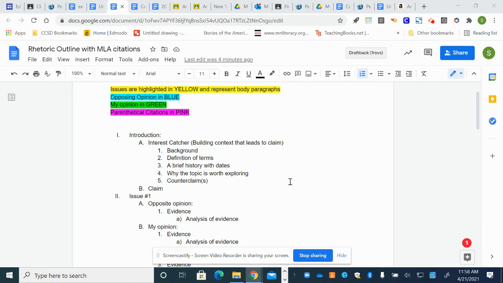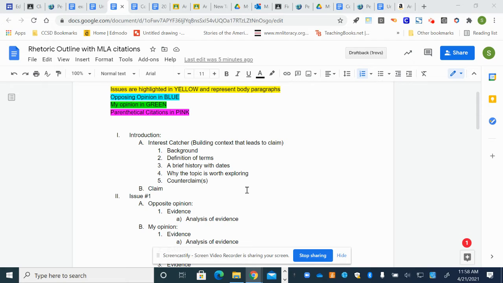So there's different ideas here. Provide a little bit of historical background. Give a definition of terms, a brief history with dates, why the topic is worth exploring, and of course your counterclaim. So the three that I think are the most important are the definition of terms, why the topic is worth exploring, and your counterclaim.